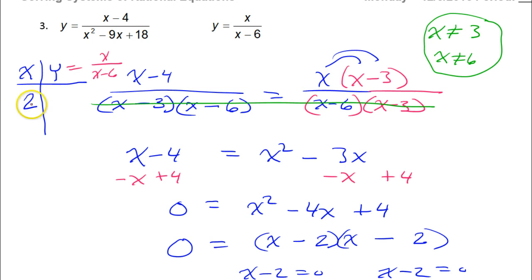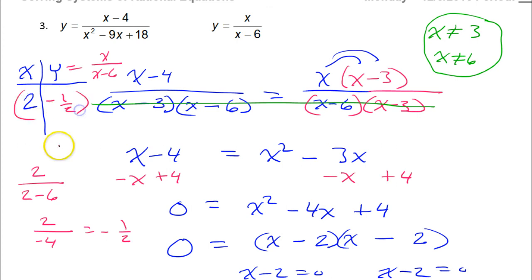Now this is simple enough that we could just plug it in manually. If I put 2 in for these x's, that would be 2 over 2 minus 6. Alright, 2 minus 6 is -4, and that equals -1/2 if you reduce. Okay, so that means the solution is 2 comma negative 1/2.